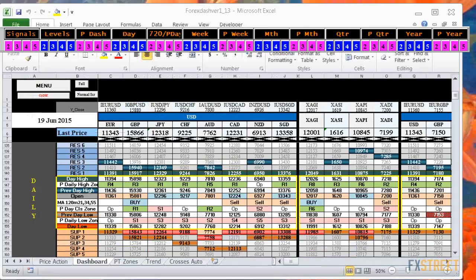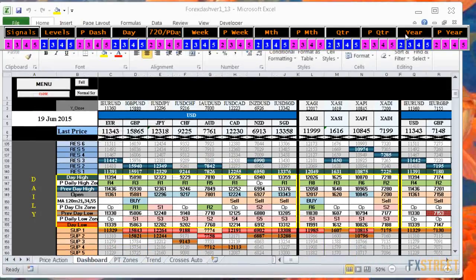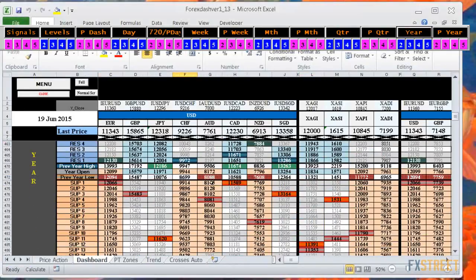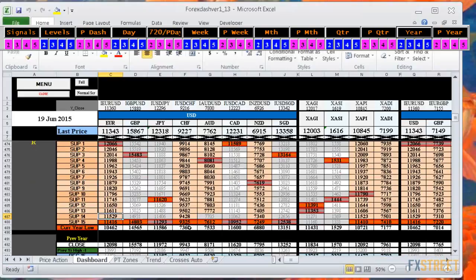Okay, look at this. This is my own worksheet. This is on the yearly. If you look at yearly, I have a resistance at 11530, 11615, 11650, 11745, 11790. These are the key barriers. So the 11530 has to go.